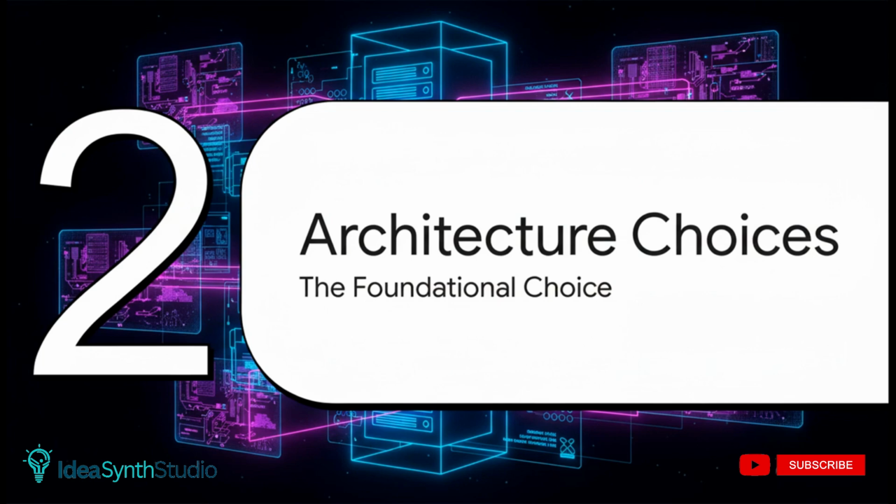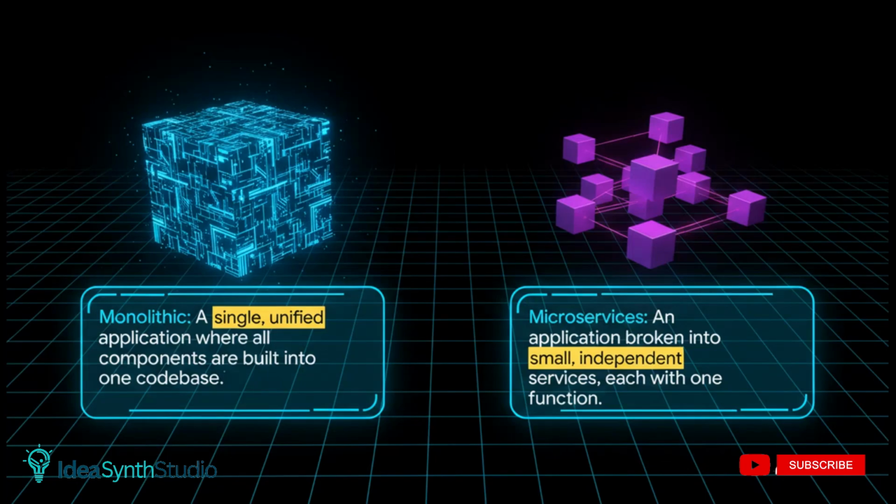Okay, with that blueprint in mind, we hit our first huge fork in the road. This is the foundational choice, the one that's going to define how your system is built and how it grows for years to come. And you've basically got two paths you can take. On one side, you have the monolith. This is a single, big, unified application where everything, the user interface, the business logic, the payments, it all lives in one giant codebase. On the other side, you have microservices, where you break the application up into all these tiny, independent services that just talk to each other.